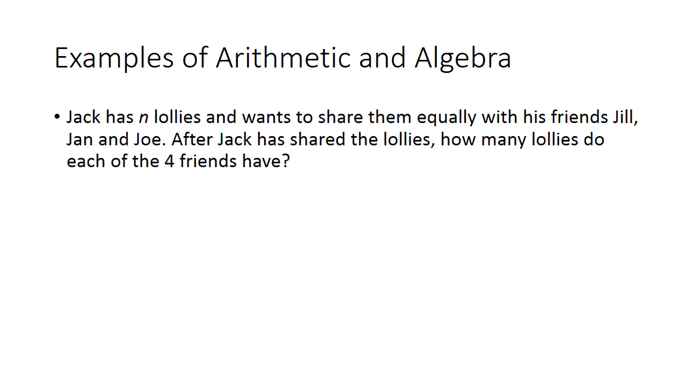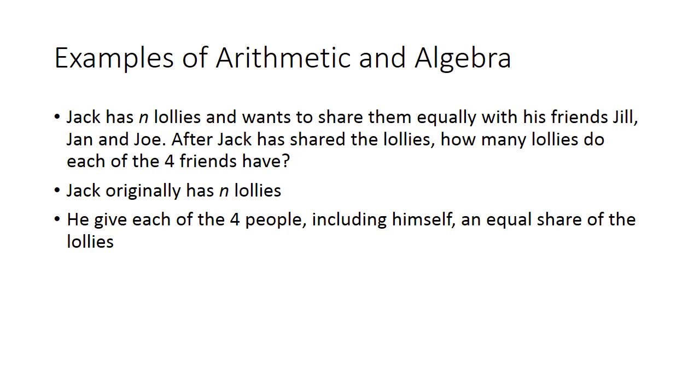Jack has N lollies in his bag and wants to share them equally with his friends Jill, Jan and Joe. After Jack has shared the lollies, and he's going to have some too, how many lollies do each of the 4 friends have? Because you've got Jack, Jill, Jan and Joe. They're the 4 friends. Okay, well, Jack originally has N lollies, and he gives each of the 4 people, including himself, an equal share of the lollies.